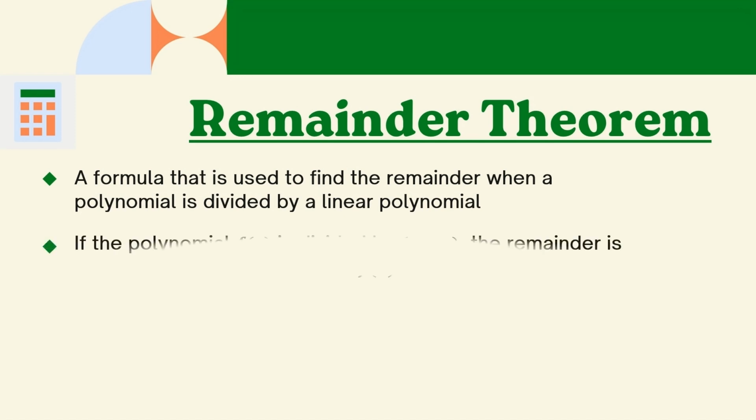So, if the polynomial f of x is divided by x minus a, then the remainder is f of a. So, we'll set this x minus a equals to 0 and find x. So, x in this case will be a. And that's what you put into f of x.